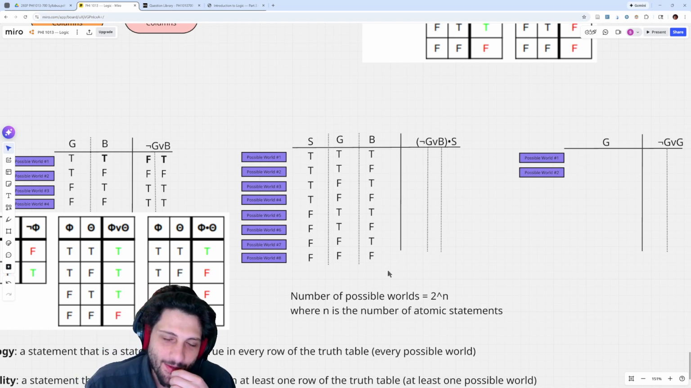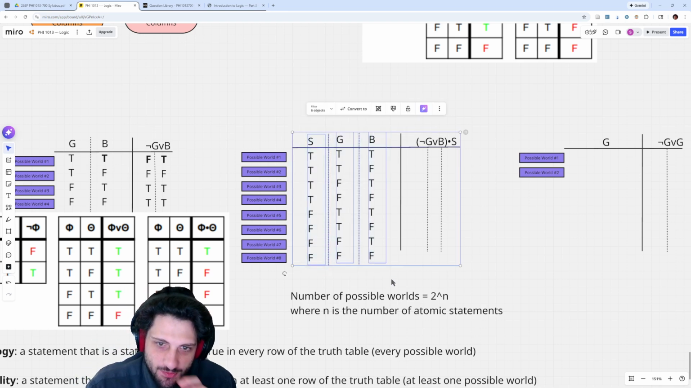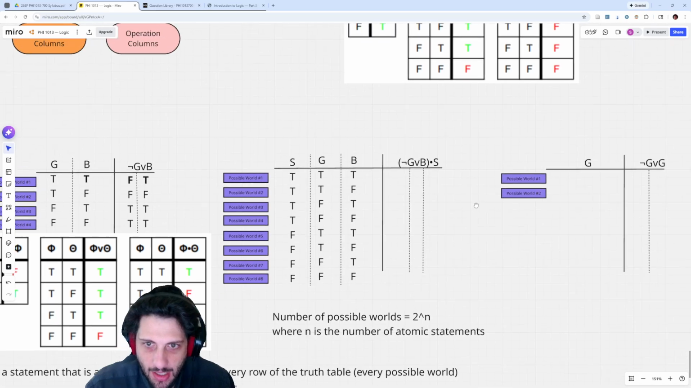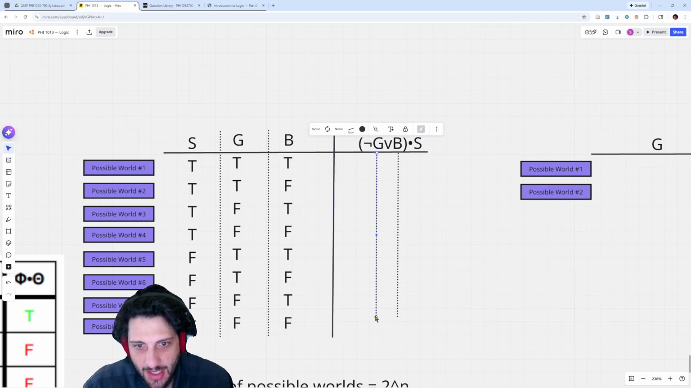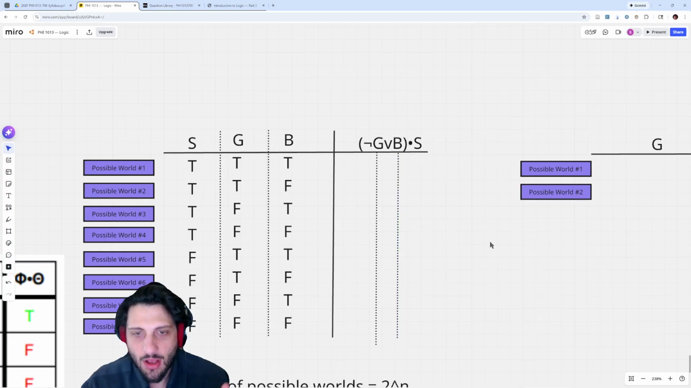Okay. But this gives us all the possible ways of things going. And now what we want to do is think about how this works. In each possible world, how does this affect the truth value of this more complicated statement? All right.